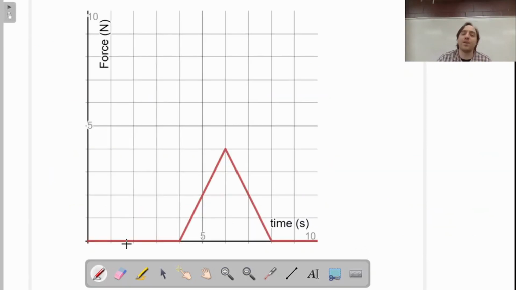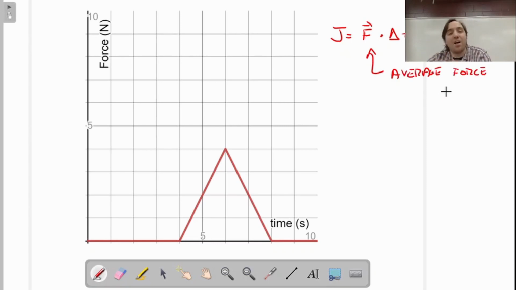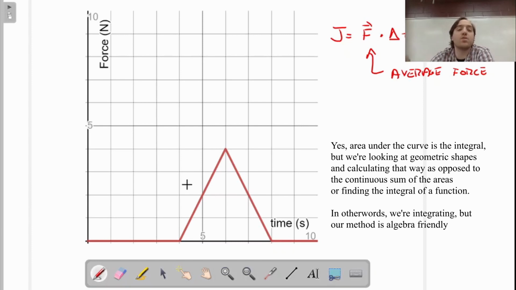The other way we can go about calculating impulse from a graph is if we have a force versus time graph. We defined impulse to be J equals F times delta T. Typically when you see this, this means average force at the algebra level we're at, but we could also calculate the total varying force using an integral. Or we can use the old trick of taking the area under the curve. This graph is force versus time, so force times time.